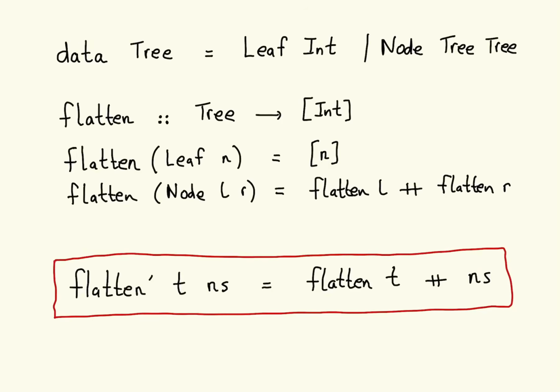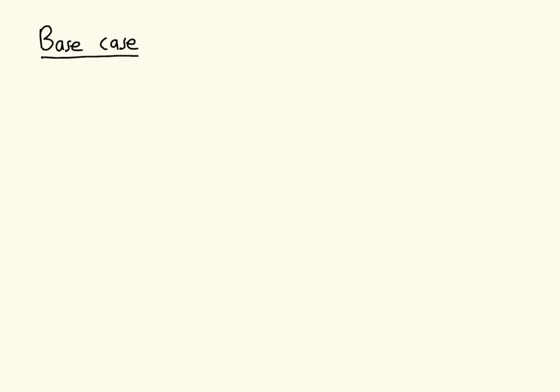So as usual, we're going to begin with the base case for the calculation. What we have to do this time is take our equational specification here and plug in t being a leaf. Then we're going to try and calculate in a systematic way what the definition of flatten prime should be for the case when t is actually a leaf.